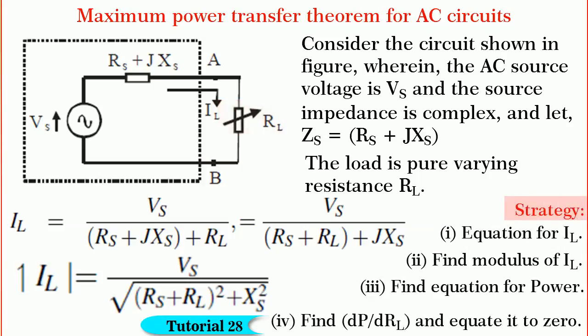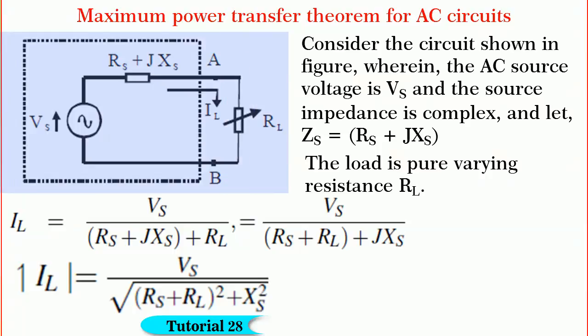The strategy to find the condition for maximum power transfer to load is: 1. Find the equation for IL in the circuit. 2. Find the modulus of current because the power is absorbed only in the resistance circuit element and we know power is equal to IL squared into RL watts. 3. Find the equation for power in the load. 4. Find dP by dRL and equate it to 0 and find the condition for maximum power transferred.